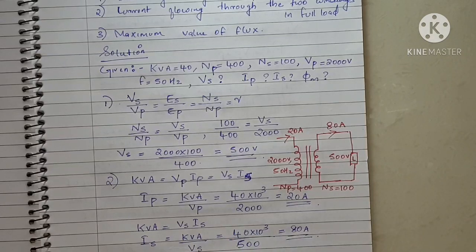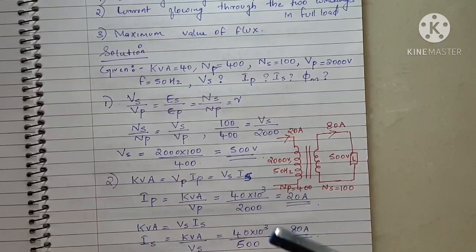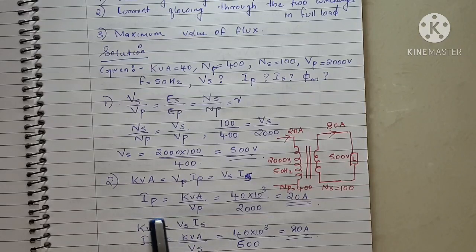Next we will find out Is and Ip. We know that kVA can be written as Vp into Ip, which is Is into Vs. So from this, Ip equal to kVA by Vp. kVA is given 40 into 10 raised to 3 by Vp means 2000, which is equal to 20 amps. Ip is 20 amps. Considering this equation, kVA equal to Vs Is.